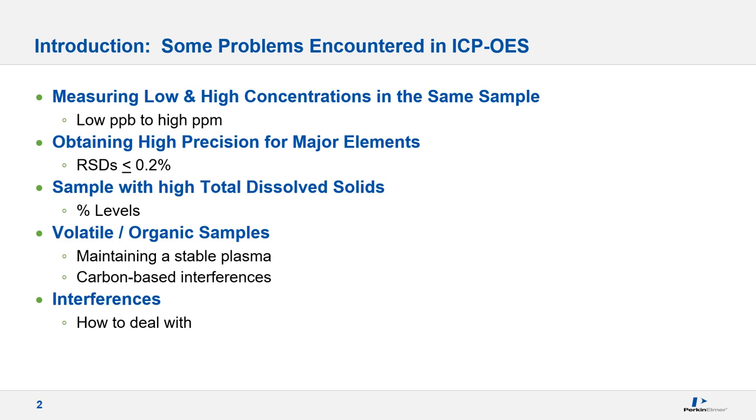ICP-OES can also handle samples with high levels of total dissolved solids, much easier than other atomic spectroscopy techniques. However, measuring samples with 10% total dissolved solids and higher can be problematic. But with the correct choices of sample introduction and plasma conditions, it's possible to perform long-term stable analyses. Volatile and organic sample matrices provide a challenge due to the presence of carbon interferences and the challenge of maintaining a stable plasma. However, it's possible to overcome both of these issues, as before, with the correct choice of sample introduction, plasma, and method conditions. Finally, as with any technique, interferences are present, but there are ways to overcome them, which we will discuss.